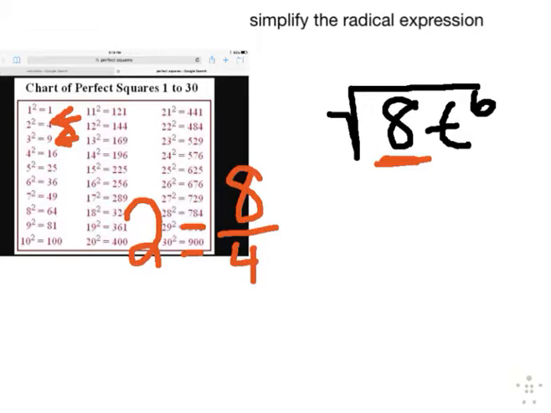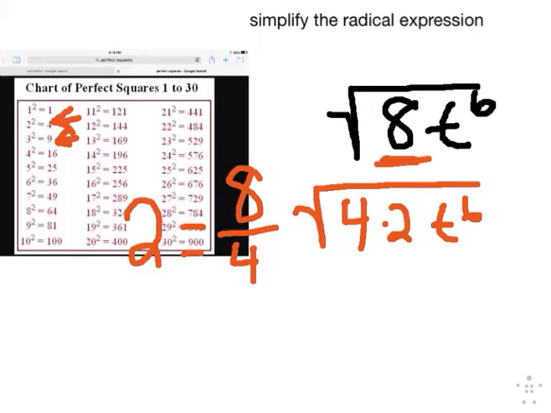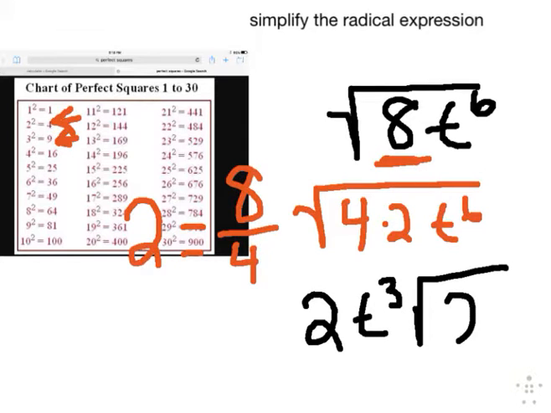We would not be able to simplify that 2 any farther because we see that there are no numbers on the right-hand side that can simplify that. So 8 is going to be the same thing as 4 times 2, and our t to the 6 is going to stay as t to the 6. We know that the square root of 4 is going to be 2, and the square root of t to the 6 is going to be t to the 3rd. And we keep our 2 underneath the radical.